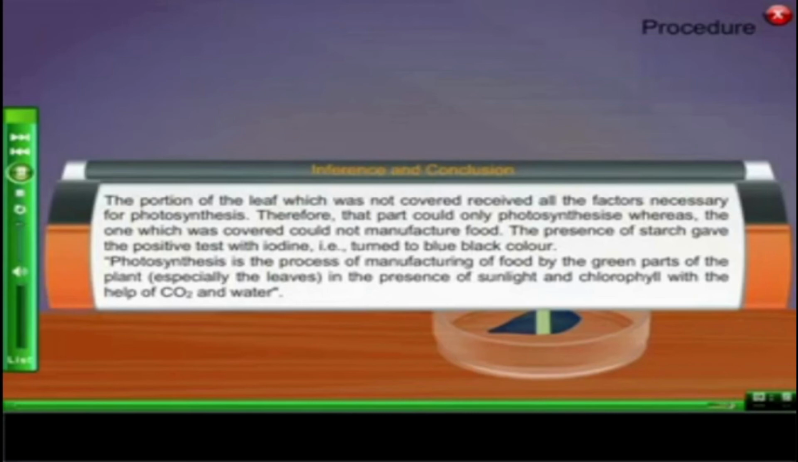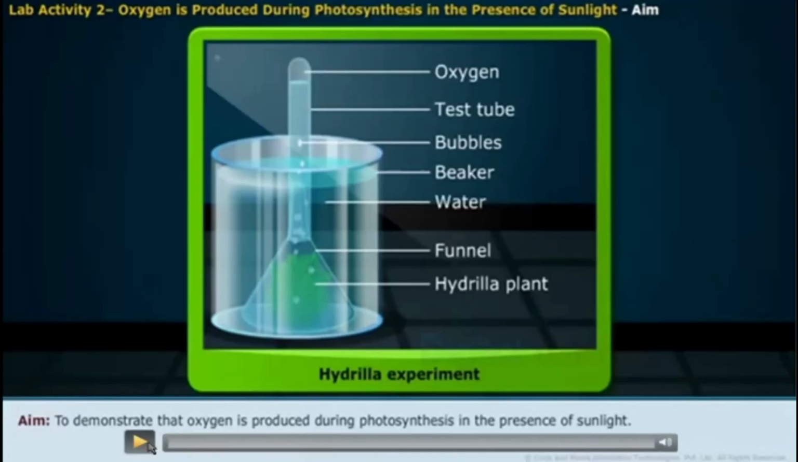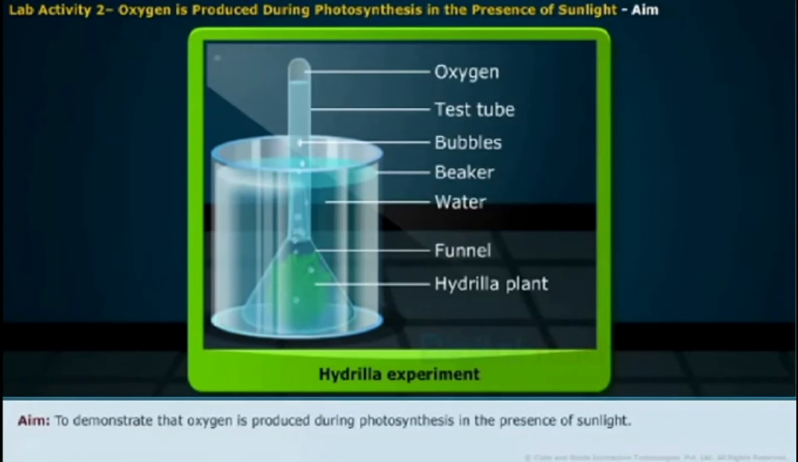The next experiment is on how oxygen is evolved during photosynthesis. Yes, so you will easily learn from the next experiment also. This activity is to show the production of oxygen during photosynthesis in the presence of sunlight.